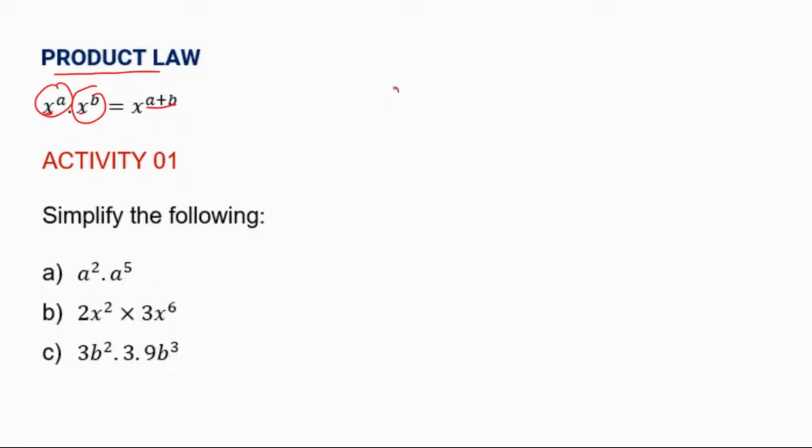The first one. So if you're simplifying this, just say a to the power 2 times a to the power 5 is equal to a to the power 2 plus 5. When I'm multiplying powers with the same base, add the exponents. So it becomes a to the power 7.